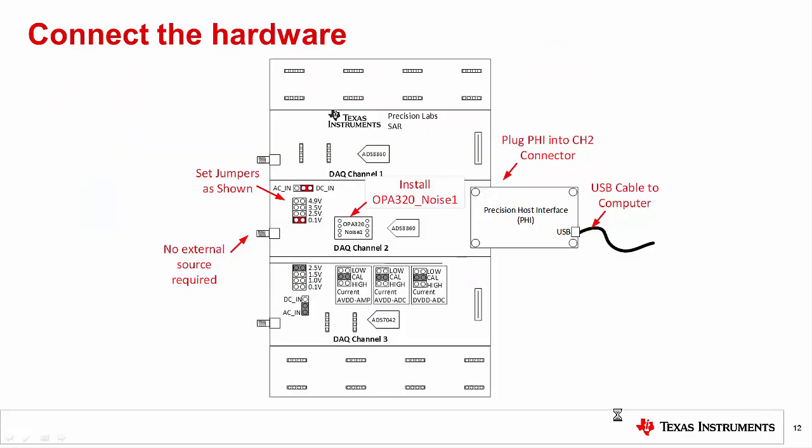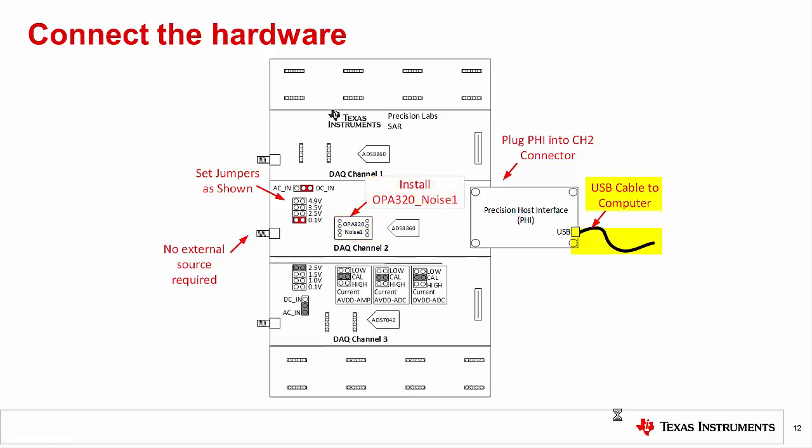Now that we've done the calculation and simulation, let's set up the hardware and measure the performance. First, set the jumpers on the P-Lab hardware as shown. In this experiment, no external signal source is required as the P-Lab's board has an onboard precision DC source. Next, plug the PHI into the P-Lab's Channel 2 connection and install the OPA320 Noise 1 coupon board into the Channel 2 socket.